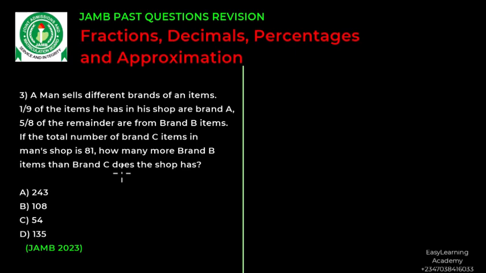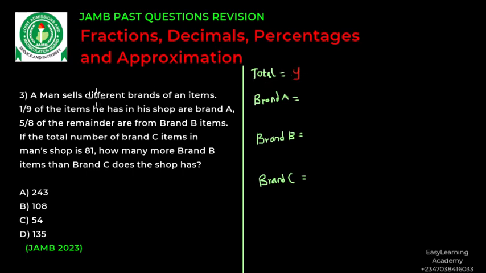When you see a question like this, it's good to read it a second time, try to understand the question, and then break everything down from simple English into mathematics. So let's start. The total number of items in the shop we don't know, so let's call it Y.